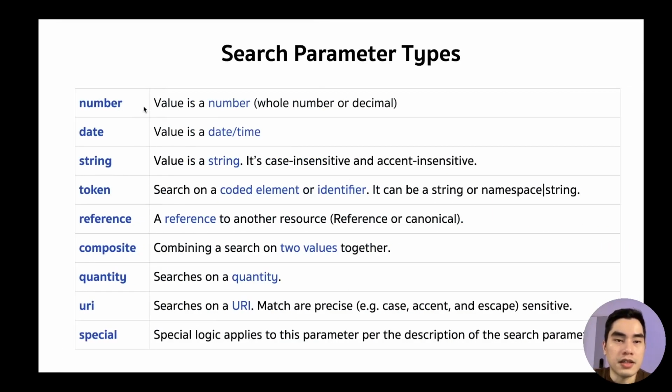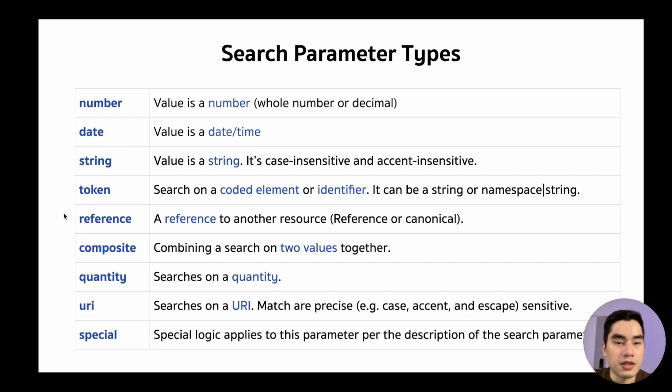For the simple ones, number is searching with a number, a whole number or decimal, pretty straightforward. Date is searching with a date or time. String is searching with a string. String is case insensitive and accent insensitive. Token, this one starts to be complicated, I will talk about it later. Reference later. Composite later. Quantity later. URI is searching on a URI. This one is different from string in that the match must be precise, case and accent sensitive. So those are the simple ones.